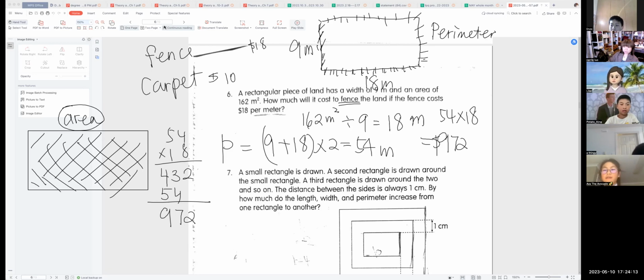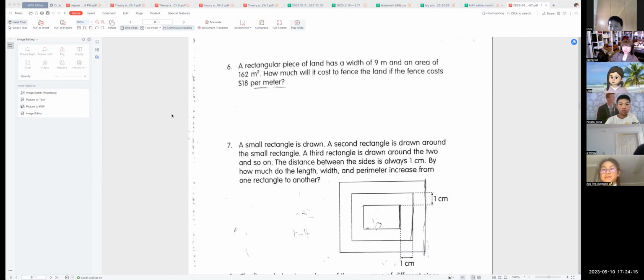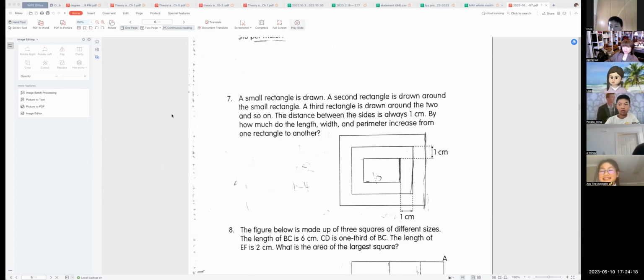What if you don't have a fence? Oh, you don't have a fence? Okay. We have a tree fence. Oh, then that's the same thing, okay?